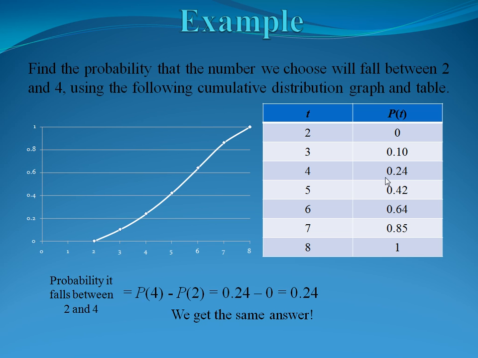Now this represents the CDF. We can plot each of these numbers as our y values, and we see it's increasing. It approaches 1, and if you go backwards, it goes back towards 0. So using CDFs instead of PDFs, for the probability that it falls between 2 and 4, we use the fundamental theorem of calculus. We would do the probability at 4 minus the probability at 2, which is 0.24 minus 0, which is still 24%. So we get the same answer.